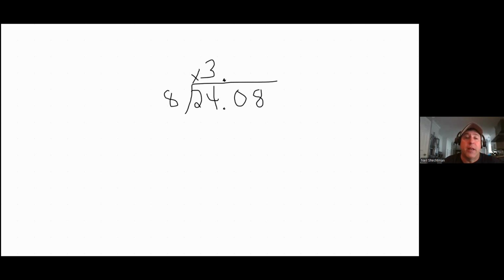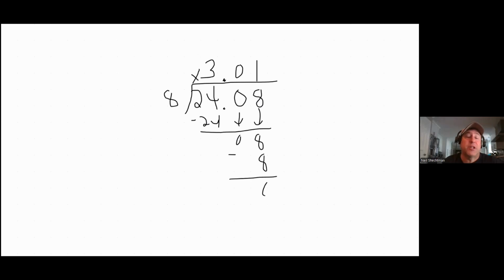So 8 times 3 is 24. A lot of kids get confused here because they bring down the 0, but watch what happens. 8 does not go into 0, so you have to put a 0 there. Then you bring down the 8. So 8 goes into 8 one time. So the answer to this first problem is going to be 3 and 1/100th.